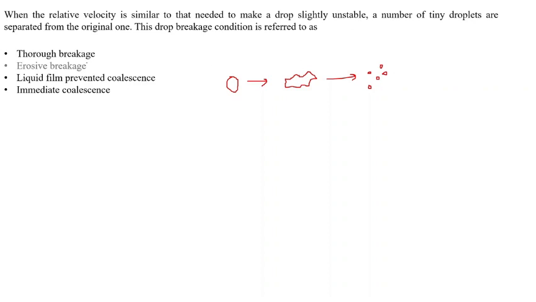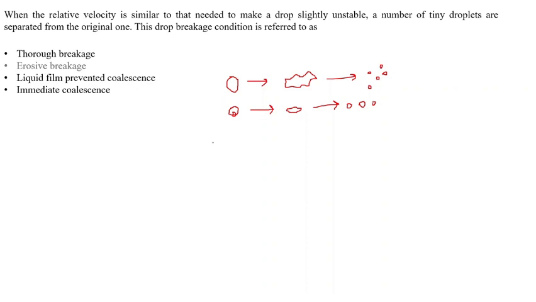Now let's go to the thorough breakage. For additional information, let's explore the other options also. First one is the thorough breakage. What happens in thorough breakage is that you have a droplet, and it expands without any instability, and then it quietly separates out into small droplets. There is no instability in the big drop itself. That is the kind of drop breakage mechanism in the thorough breakage process.